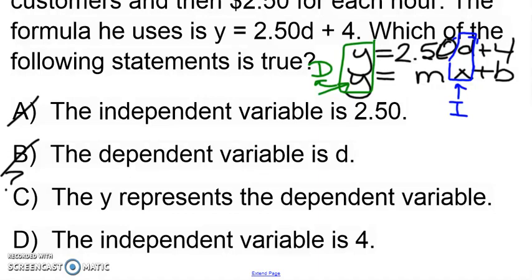And then it says the independent variable is 4. Well, we know independent variable is x, but the x is lined up with the d, so that doesn't work. So we're definitely left with answer choice C.